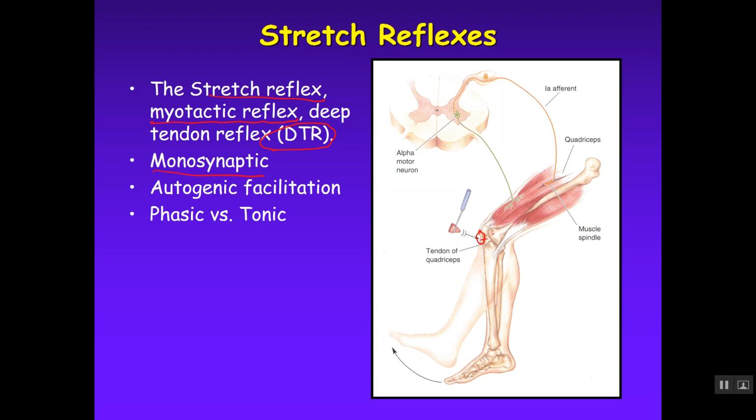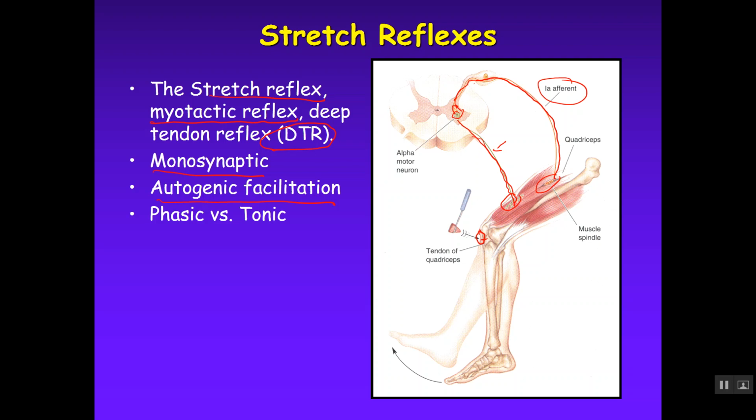Here's the leg. You tap on the tendon. That creates a quick stretch of the quad. The muscle spindle sends a signal back via the 1A afferent directly to the dorsal root into the dorsal horn, and then one synapse back onto an alpha motor neuron. Then it goes out through the alpha axon to the muscle and creates a contraction due to that quick stretch.